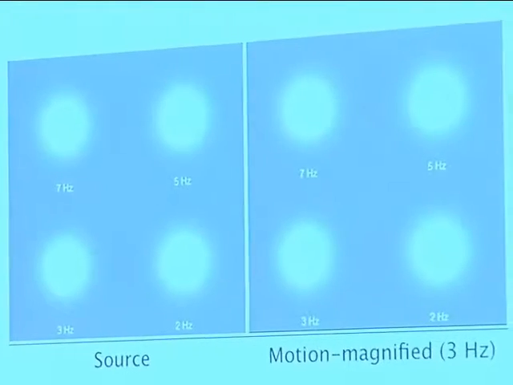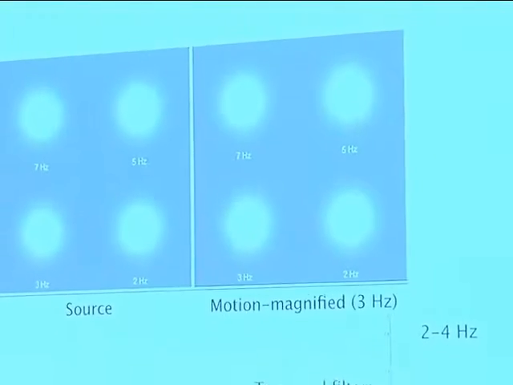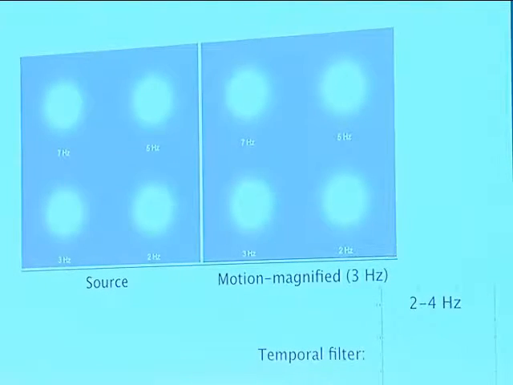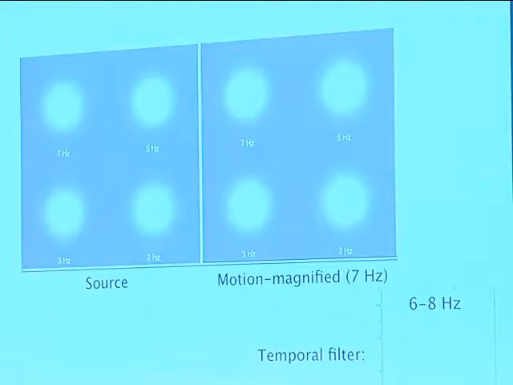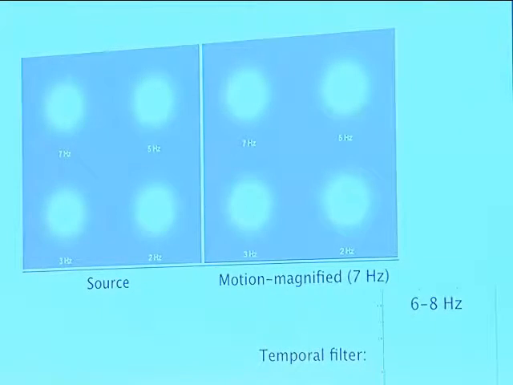We apply it globally over the image, and only that one blob that's moving at 3 hertz gets amplified. Same with the 5 hertz blob, and same with the 7 hertz blob. Now you can do this on real images as well.